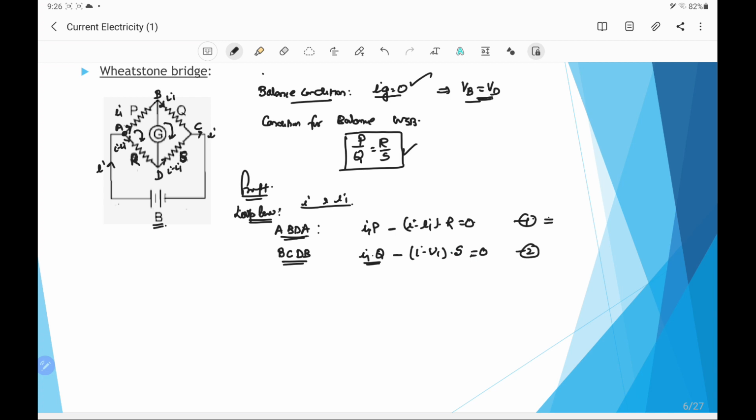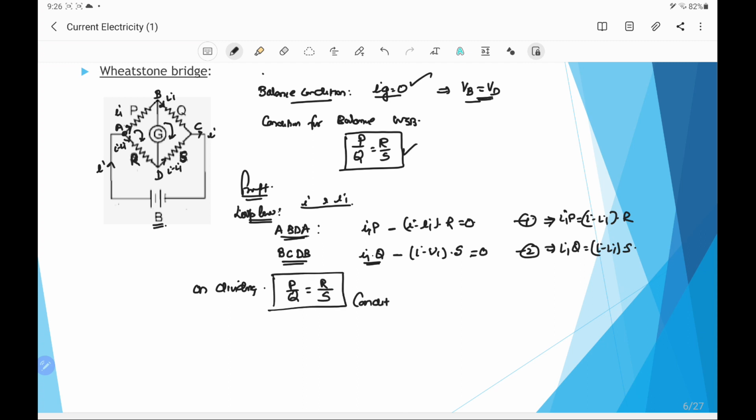So now rearranging equation number 1, this is I1 P equal to I minus I1 into R, and from the second equation I1 Q equal to I minus I1 into S. Now dividing equation 1 by 2, we get P by Q, because I1 gets cancelled, and similarly on the right hand side I minus I1 also gets cancelled, and it is equal to R by S. And this is the condition for the balanced Wheatstone bridge.